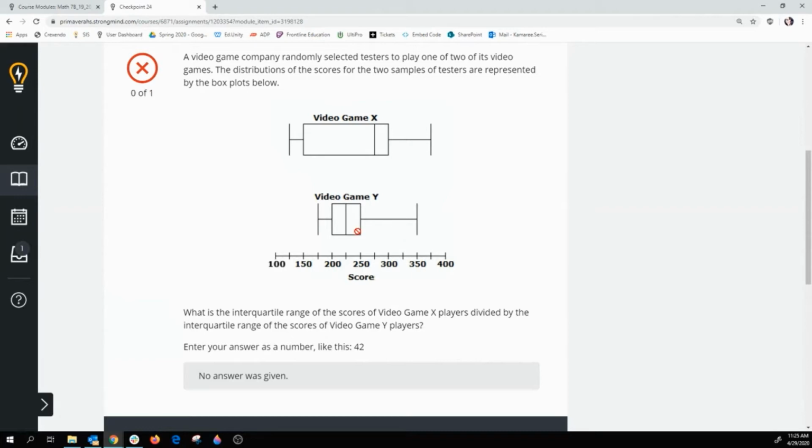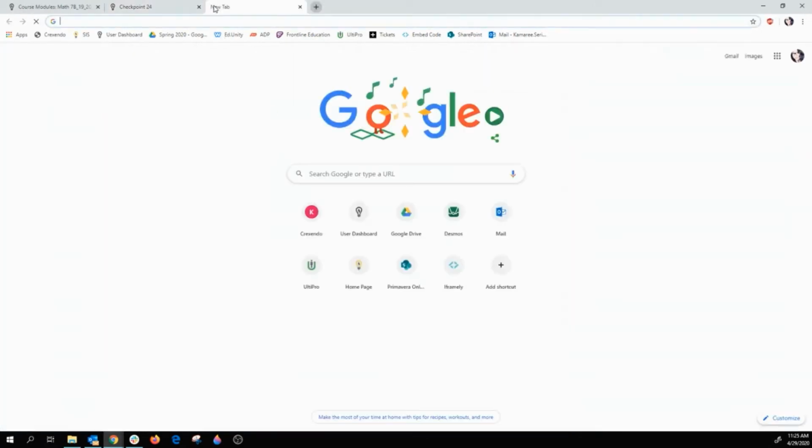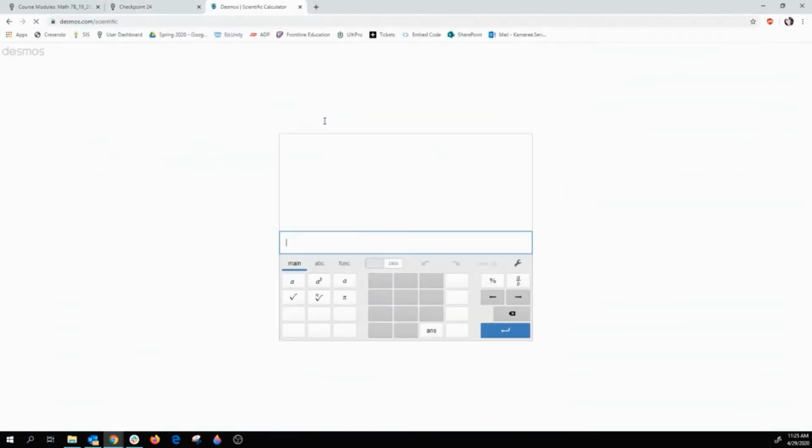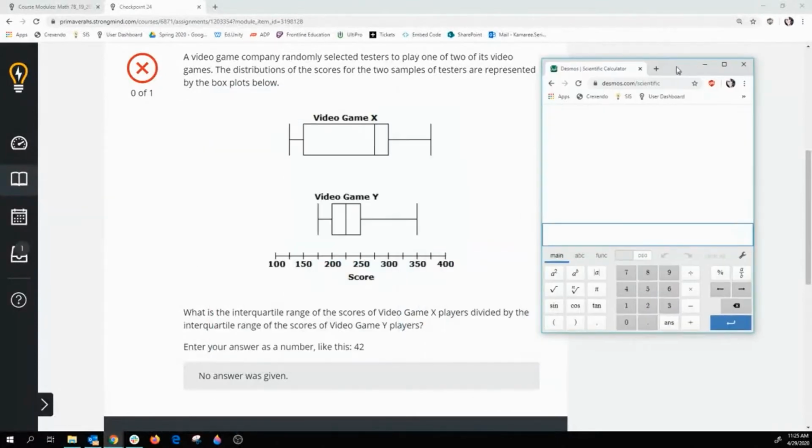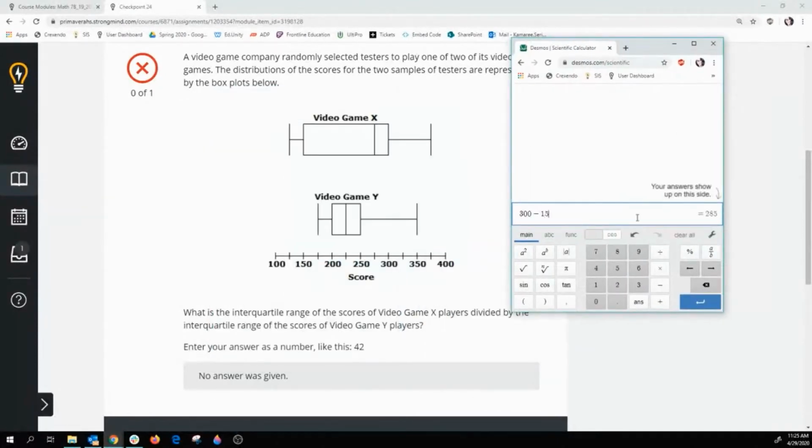the IQR. So if I look at video game X up here, this far side of my box is at 300, and the far side of my other end of the box is 150. So if I do 300 minus 150, what would be my IQR of video game X? 300 minus 150. It should be 150, right? 300 minus 150. 150. So let's figure out what is the IQR of video game Y.